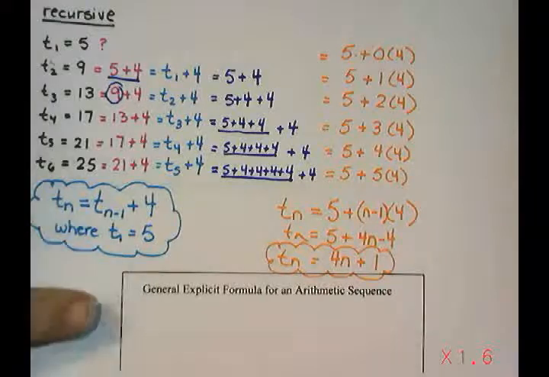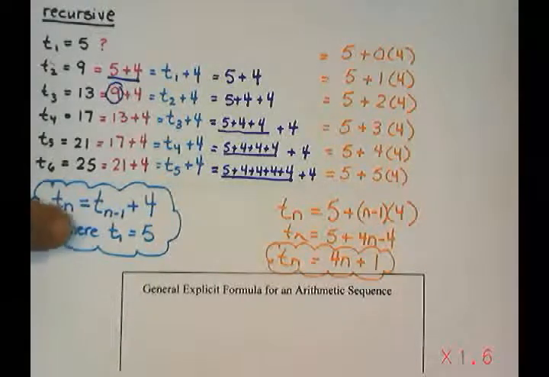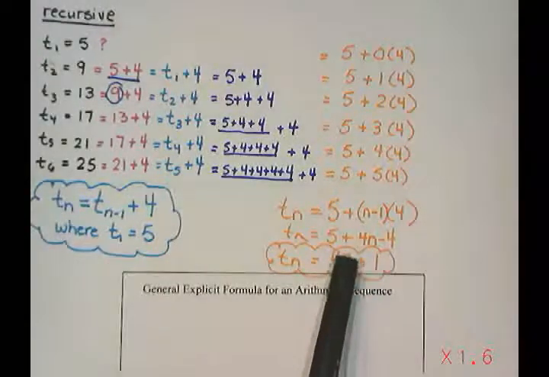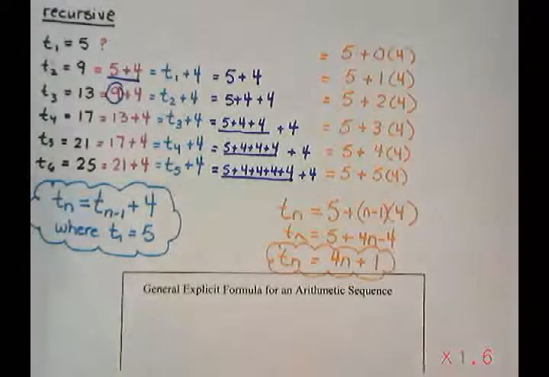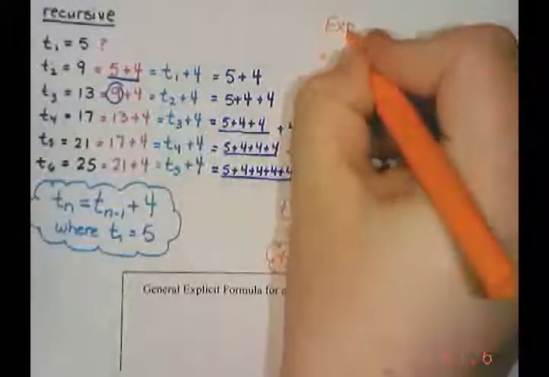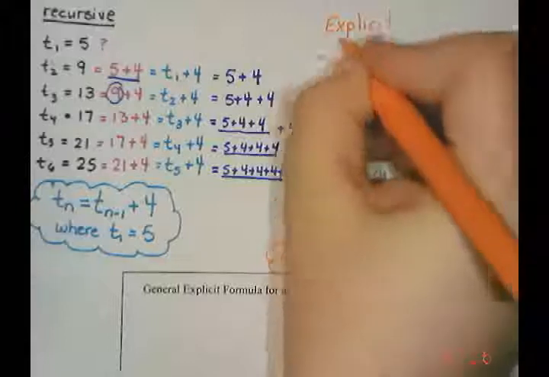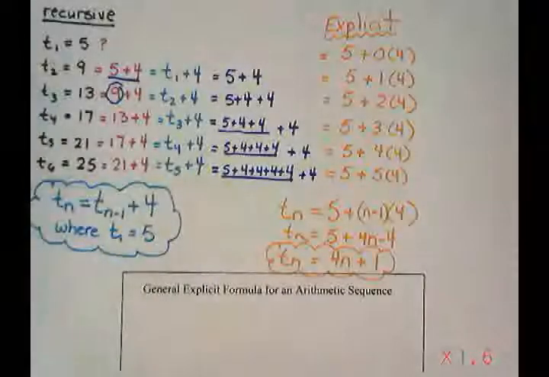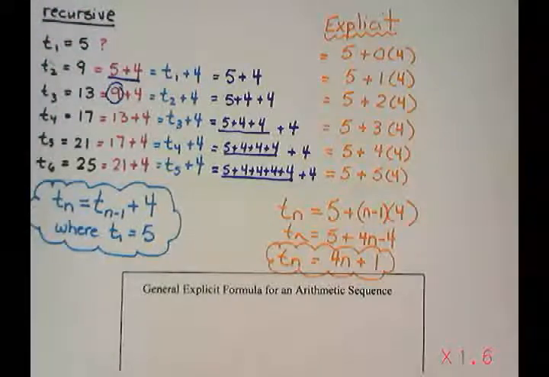Now there is a shortcut, not for finding the recursive formula, but for finding the explicit, I should write that down, that's explicit. For finding the explicit formula, there is actually a little bit of a shortcut and a formula that we can use. And it's just for arithmetic sequences. It doesn't work for other sequences.